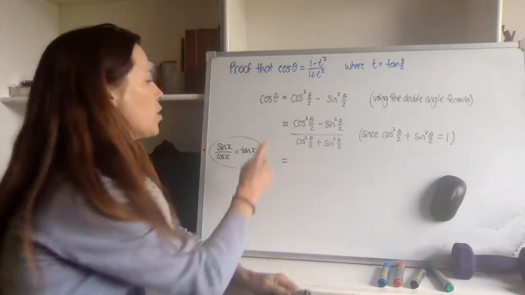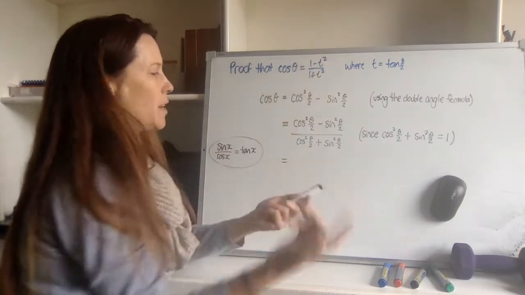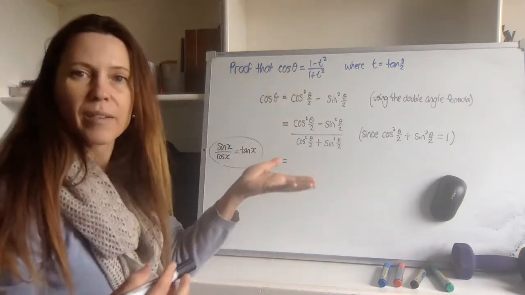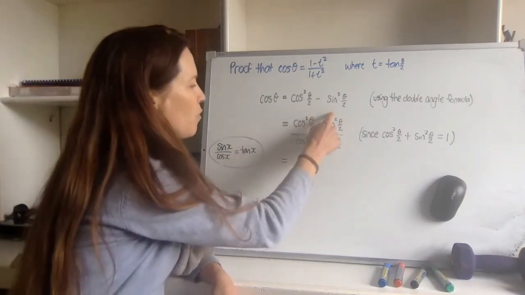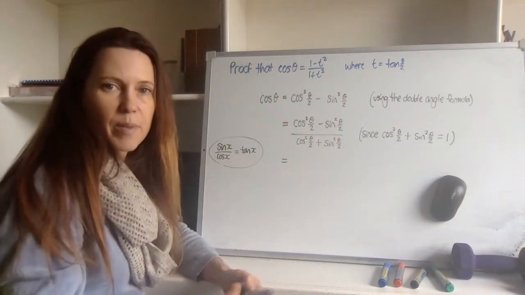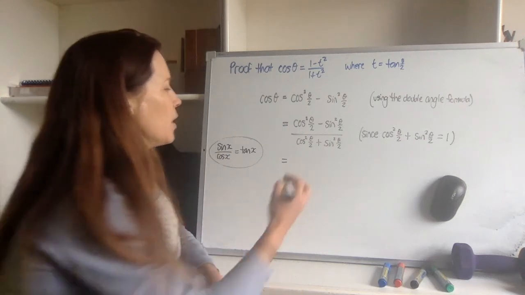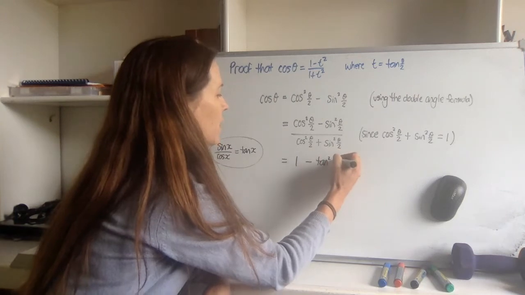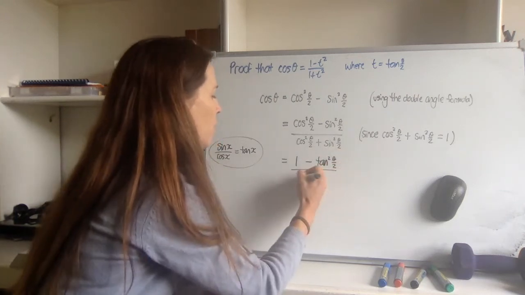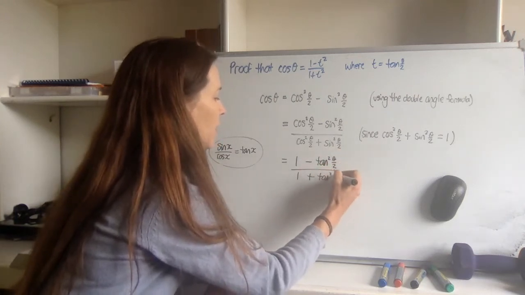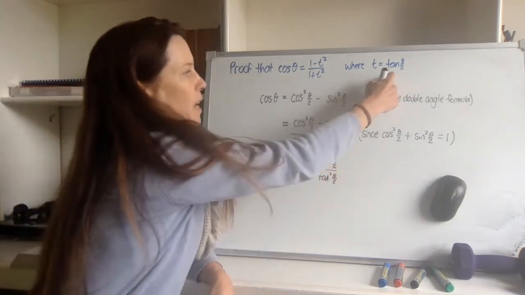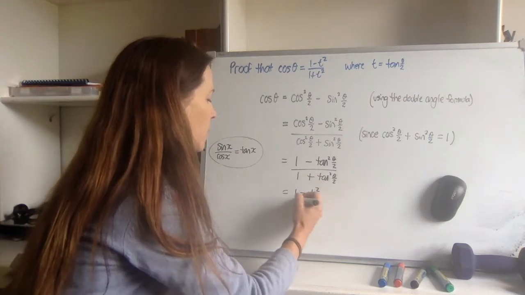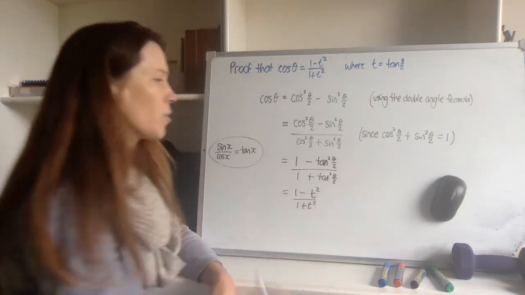Next, think how you can turn it into this. This is your finish line, and it really gives you direction of where to go. How do I get 1 from cos squared theta on 2? I need to divide all 4 terms by the same thing, cos squared theta on 2. So that will give me 1 here, and here I'll have tan squared theta on 2 all over 1 plus tan squared theta on 2. And I know that tan of theta on 2 is t, so effectively I get 1 minus t squared over 1 plus t squared as required.